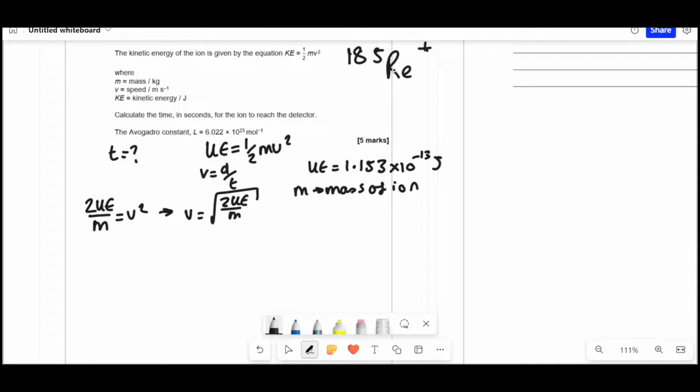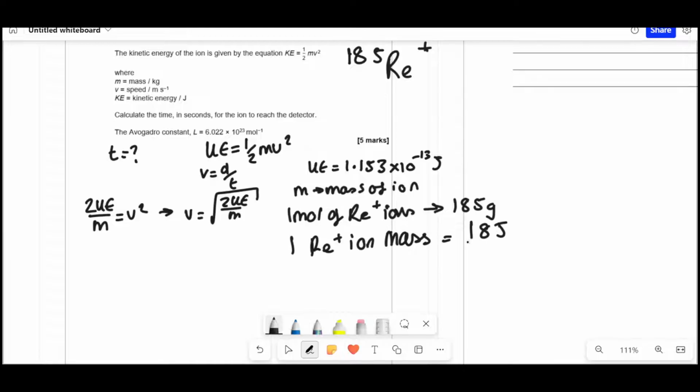So because that's 185 grams per mole, that means that 1 mole of Re+ ions weighs 185 grams. Therefore, if we just want one singular Re+ ion, remember that 1 mole is 6.02 times 10 to the 23 Re+ ions. So one singular Re+ ion's mass must be 185 divided by Avogadro's constant, because that will give you what one singular ion would be.